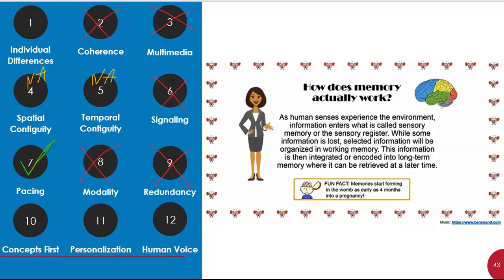Next, we have the concepts first principle, which wants you to introduce concepts. Again, I mentioned this before, sensory memory is introduced and the definition is given, but working memory and long-term memory are just kind of thrown in there without an explanation. So I'm going to say that this one was violated.